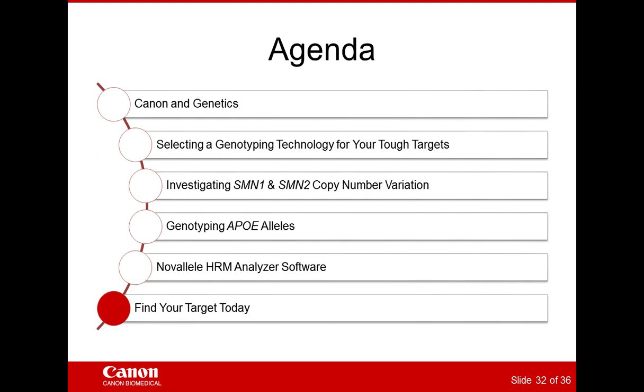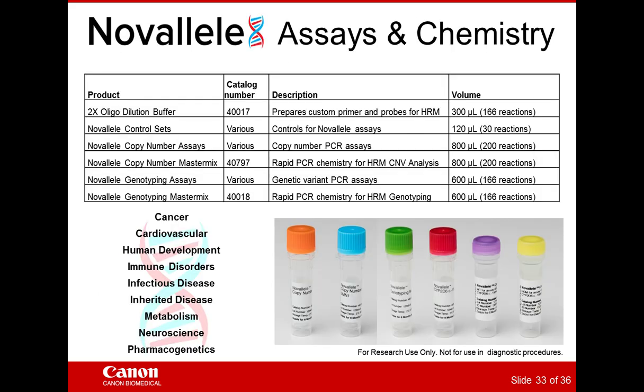So that really brings us to the close of our webinar here. I just wanted to relay, if there's interest in the specific applications or even the targets that we touched on today, so copy number changes in SMN1 and 2, or SNPs in APOE, I can show you how to go about finding those. Or as we spoke about, we have many, many more genotyping assays available and how to go about searching for those.